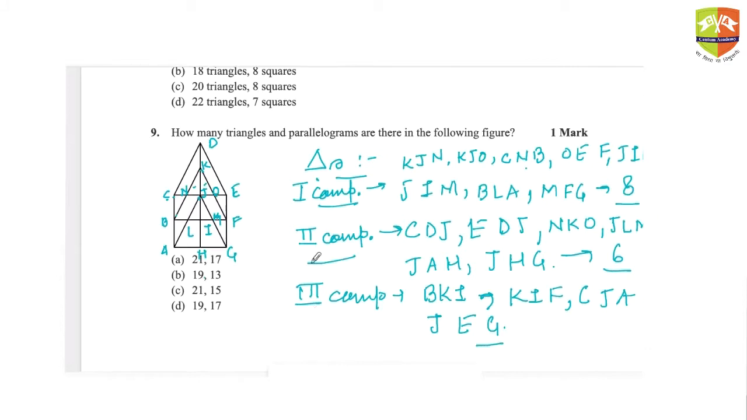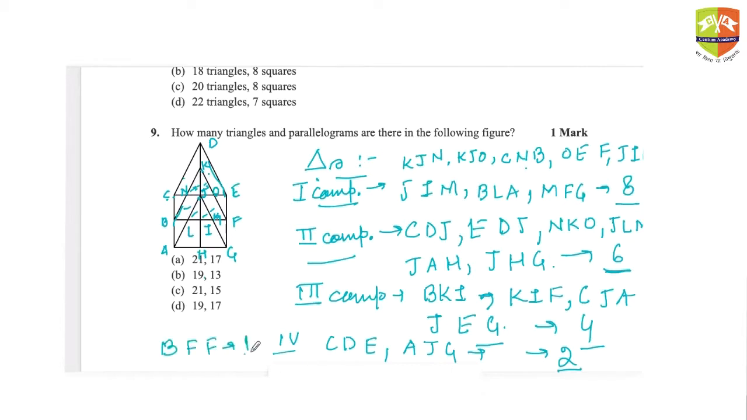With 4 components, can I have one? If you look at the bigger one, I have never counted this: 1, 2, 3, 4. So with 4 components, I have CDE, and I have here AJG. So 4 here and 2 here. So 8 plus 6 is 14, 14 plus 4 is 18, 18 plus 2 is 20. And the biggest triangle that I never took was, with 6 components, BKF.